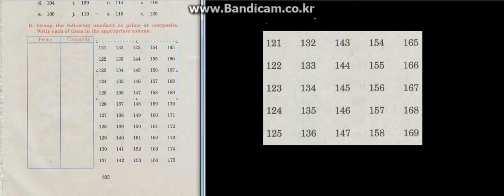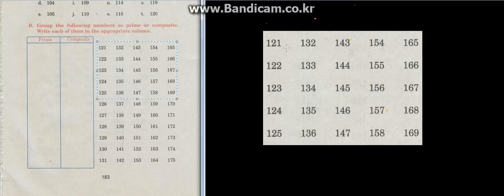Group the following numbers as prime or composite. Write each of them in the appropriate column. So here I'm gonna solve it in another way. So let's move on step by step.